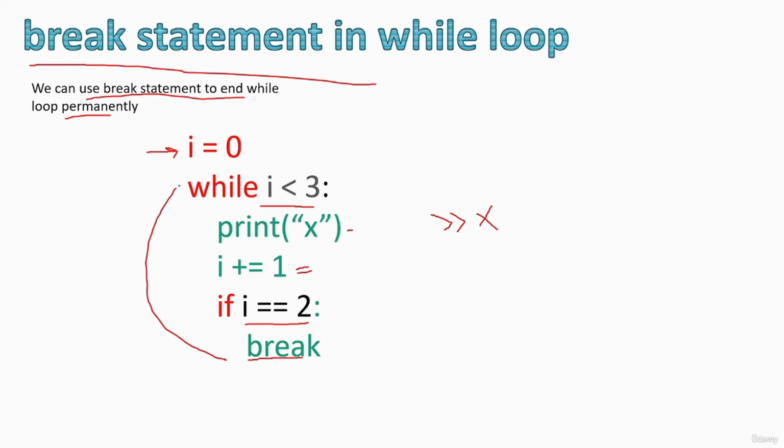Then it will go to the beginning. So i is equal to 1. It is still less than 3. So it will print text again. Again it will add 1 to i. Now i is equal to 2. So now this condition is true. So now it will run the break statement. So it will end the while loop permanently without going to the beginning.